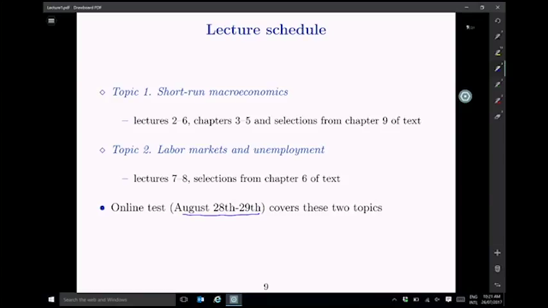I moved it to a later time because I want to ensure everybody finishes the tutorial in week 5 so that you have equal coverage of the last topic, here the labor market topic, before you attempt the online multiple choice test. So this time, August 28th to August 29th is the time for the online multiple choice test. It covers the first 2 topics in the first 4 weeks.